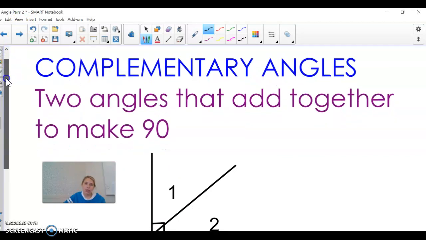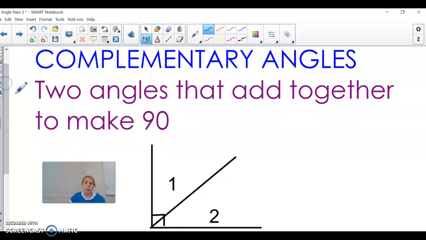The next type of angles we have are complementary angles. Complementary angles are two angles that add together to make 90 degrees. If we look here, angle 1 plus angle 2 are complementary because of this little box down here. This little box is a right angle marker. That means it's 90 degrees. It's like a wall in your house or in our classroom: if the walls are not 90 degrees with our floor or our ceiling, we're going to have some problems. They're going to fall in.